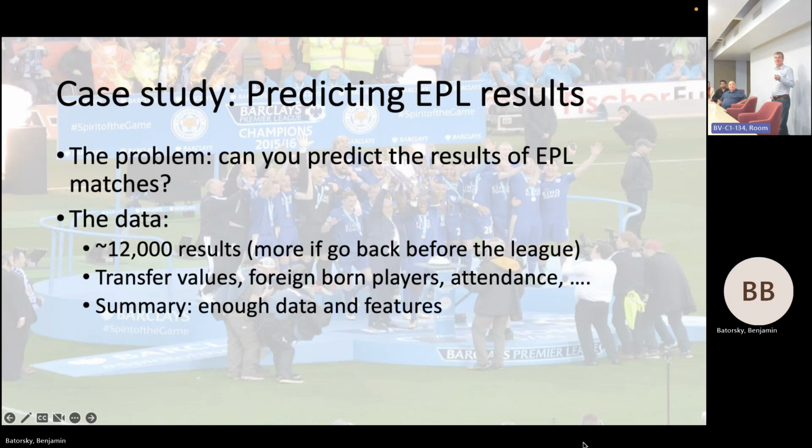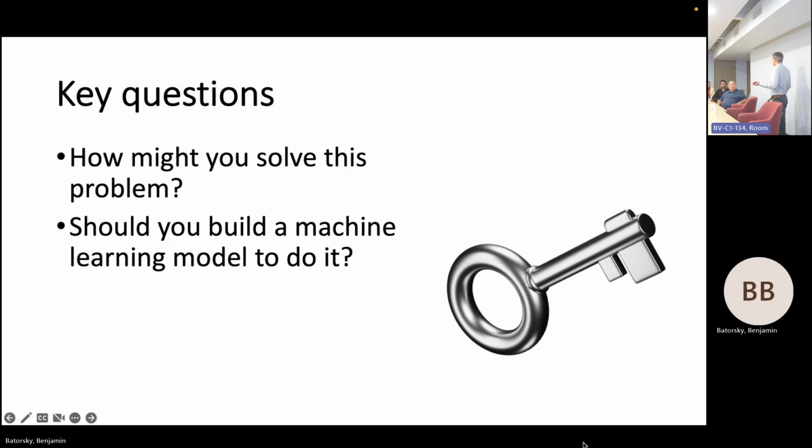So let me ask everybody that same question. Would you build a machine learning model to do this? How would you solve this problem? Anyone want to take a crack?